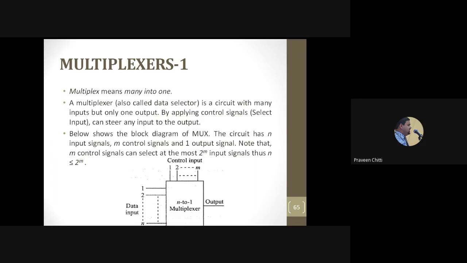That is, if there are 2 to the power N inputs and 1 output, then that multiplexer should have N select lines. So instead of writing N data inputs, I can write 2 to the power N inputs, then N select lines, and a single output. Such a combinational logic circuit is called a multiplexer, right? So we'll see how this multiplexer can be designed.